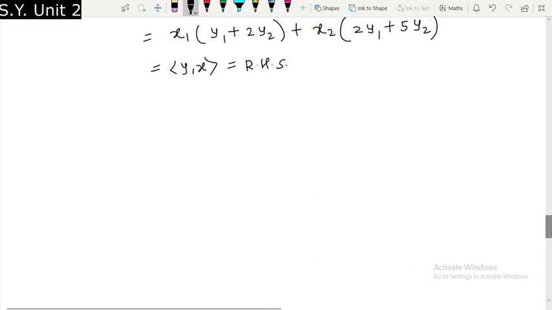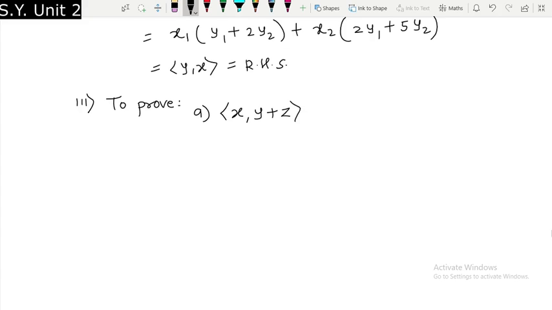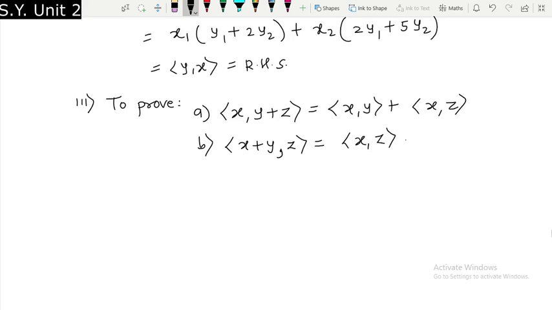So the third property, what we have to prove is two things. A part is the inner product of x with y plus z should be equal to the inner product of x with y plus the inner product of x with z, that is, the second coordinate can be distributed with respect to addition. And b part, the inner product of x plus y with z is equal to the inner product of x with z plus the inner product of y with z. That is what we have to show.